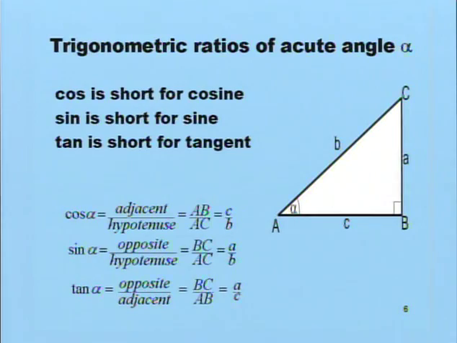Tan alpha is equal to the side opposite alpha divided by the adjacent. In this case, the adjacent is AB. So tan alpha is equal to BC divided by AB, which is equal to little a divided by little c.